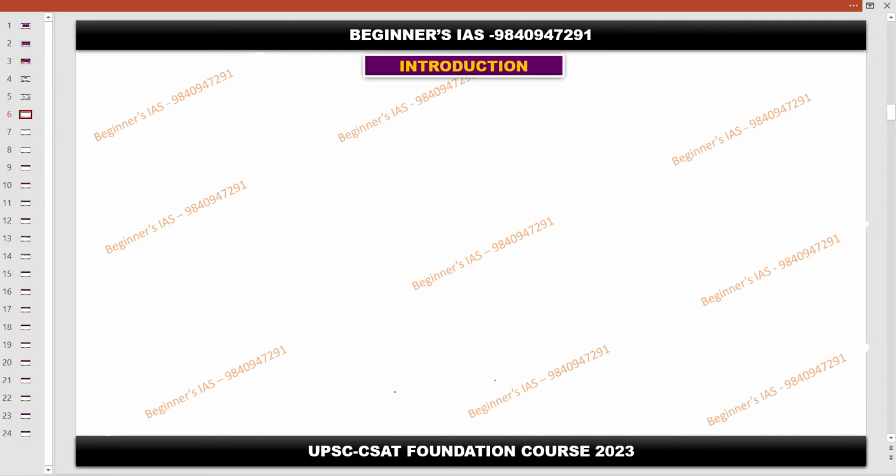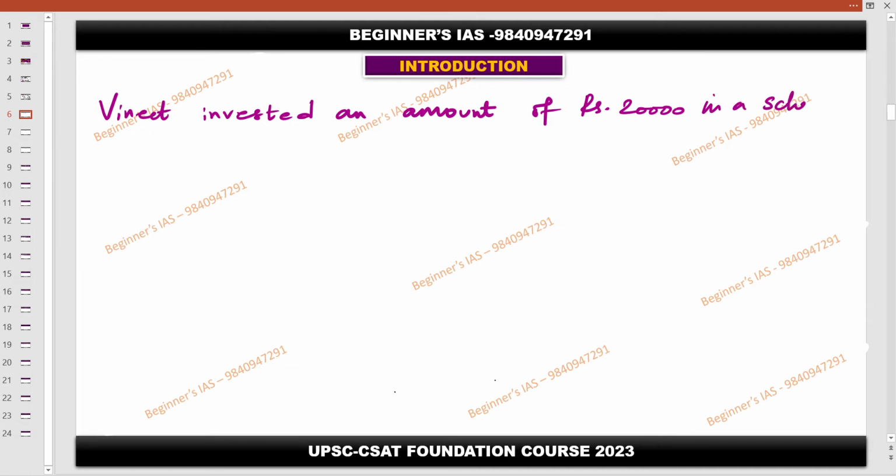So for example, Vinith invested an amount. This is a question. If you want, you can take an amount of rupees 20,000 in a scheme for 3 years at a 10% compound interest. What amount?